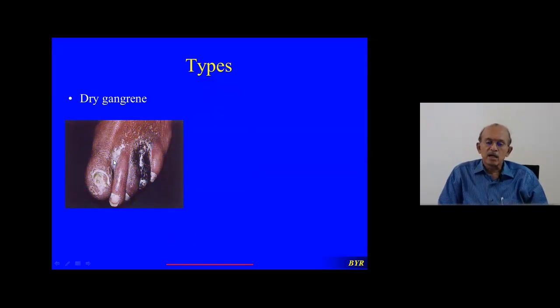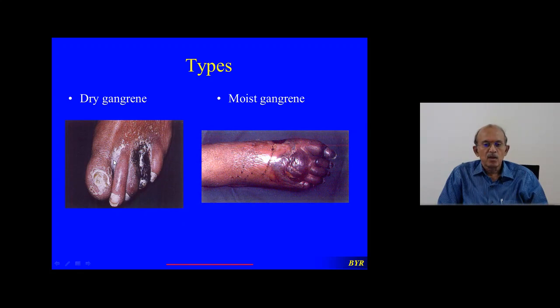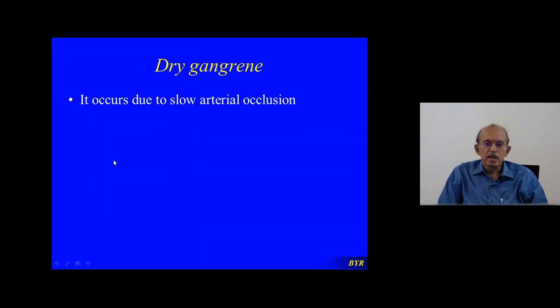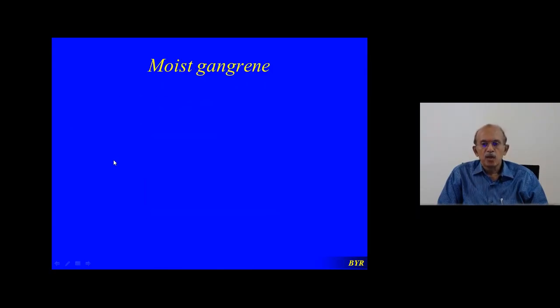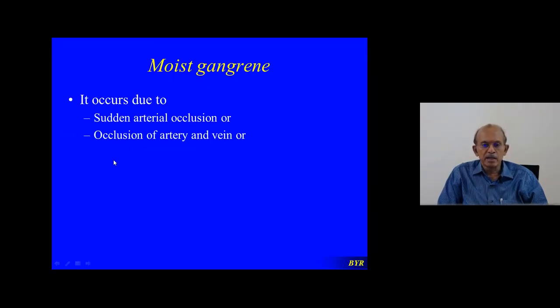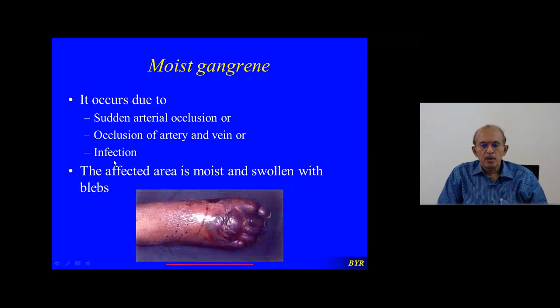So gangrene is not only due to vascular occlusion, it can also be due to other causes like infections, trauma, physical agents. Then it is divided into two types, dry gangrene and wet gangrene. Dry gangrene occurs due to slow arterial occlusion. The part is dry and sterile. Moist gangrene occurs due to sudden arterial occlusion or arterial and venous occlusion, or due to superadded infection. The affected area is moist, swollen with blebs.